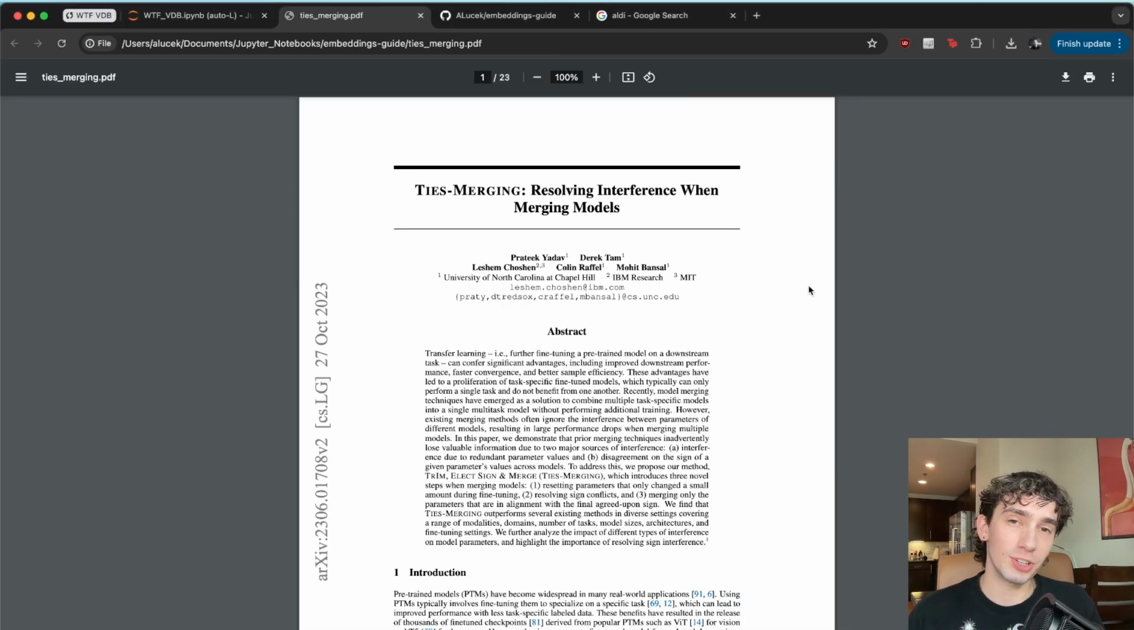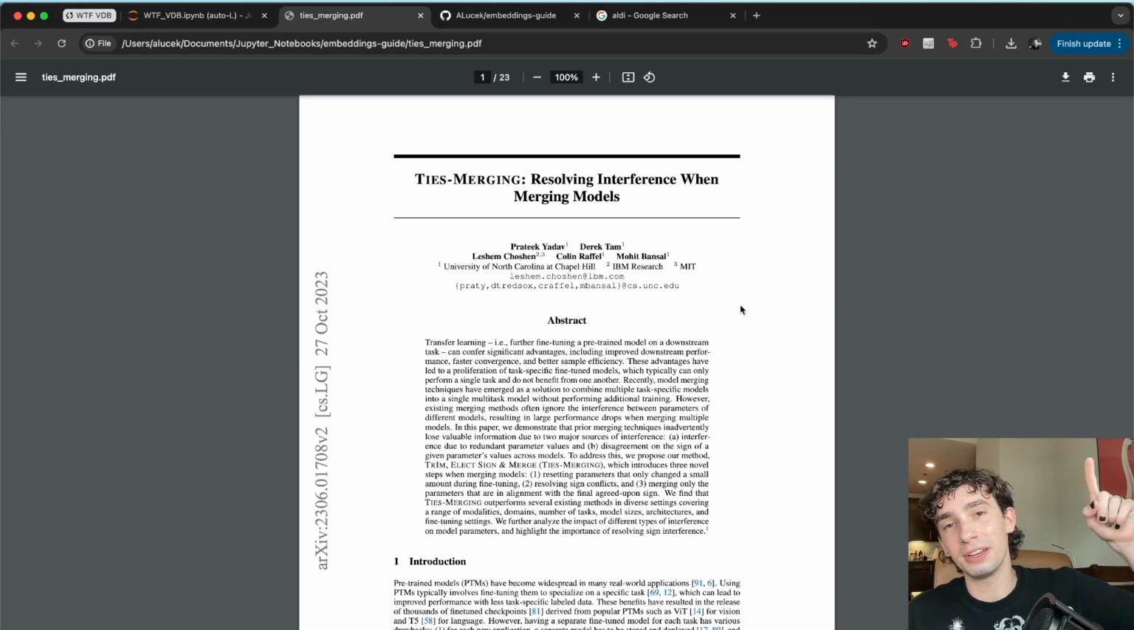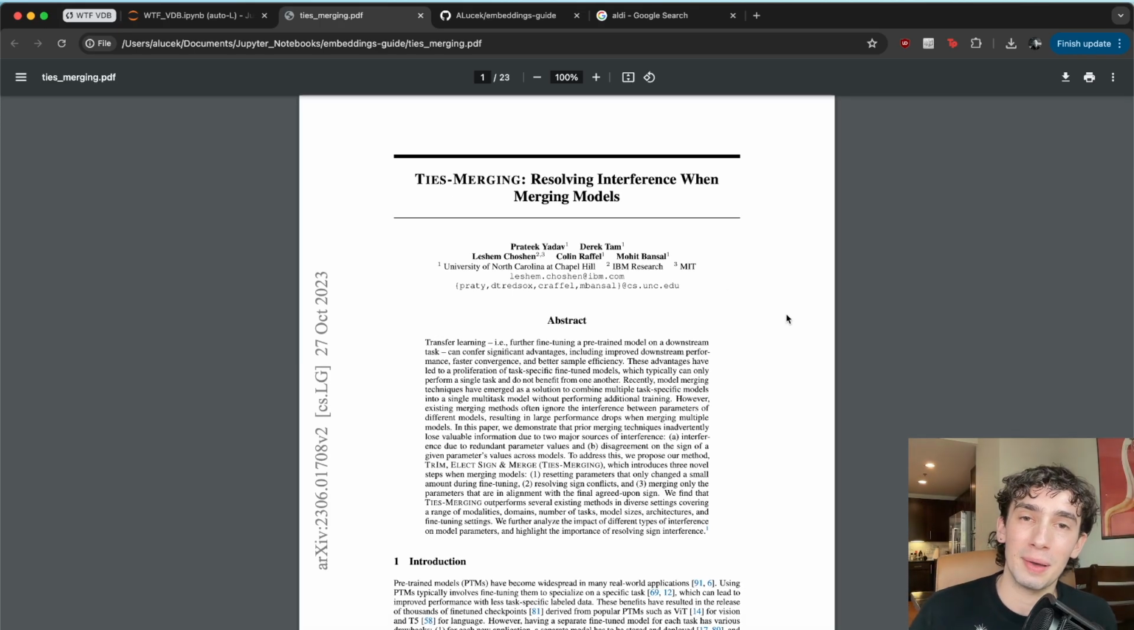And so of course, to start, we're going to need some form of content that we want to embed. I had this paper downloaded and ready to go. It is the TIES-Merging paper, which I go over in my recent video, which will pop up on the screen now, about merging together different fine-tuned language models for downstream tasks and efficient learning.